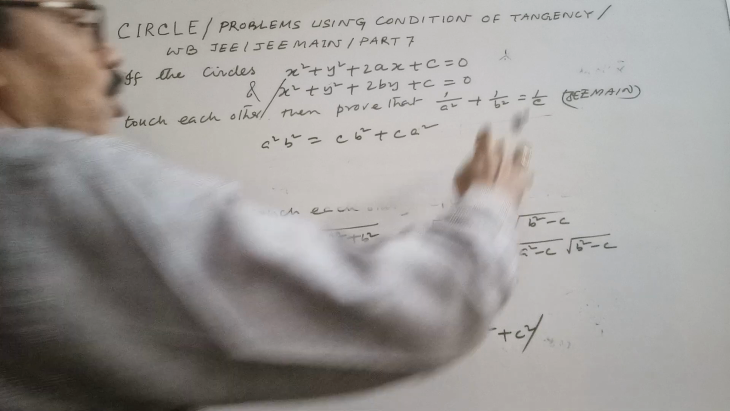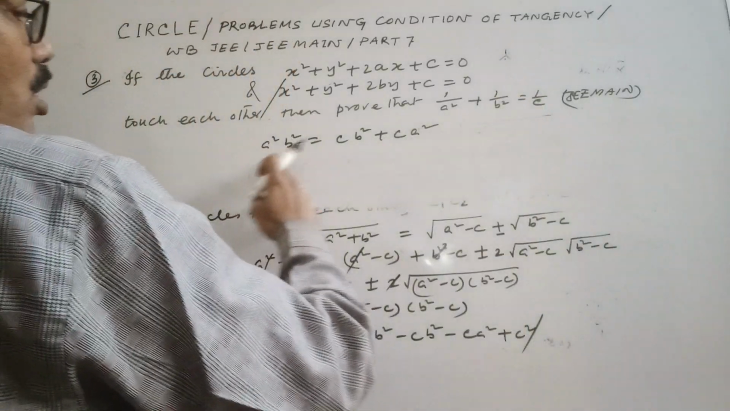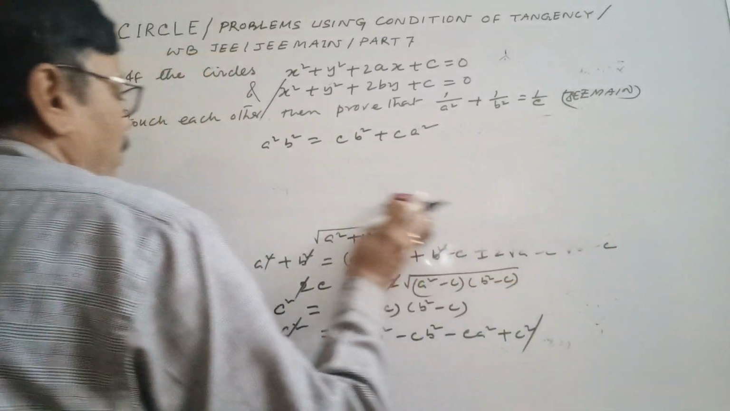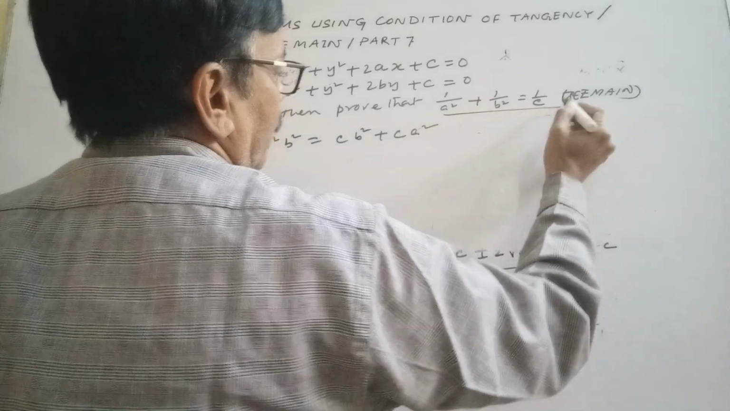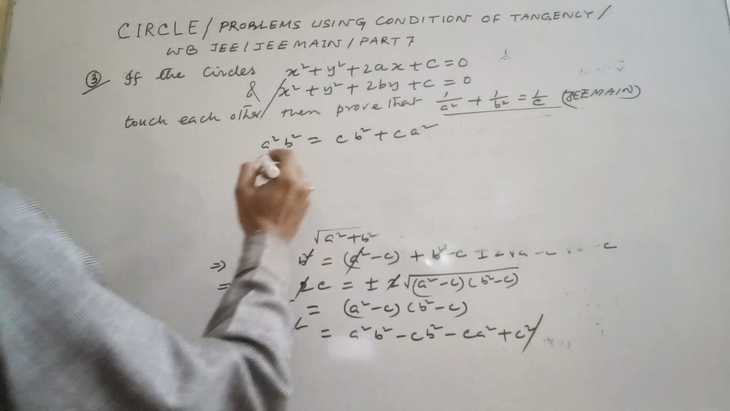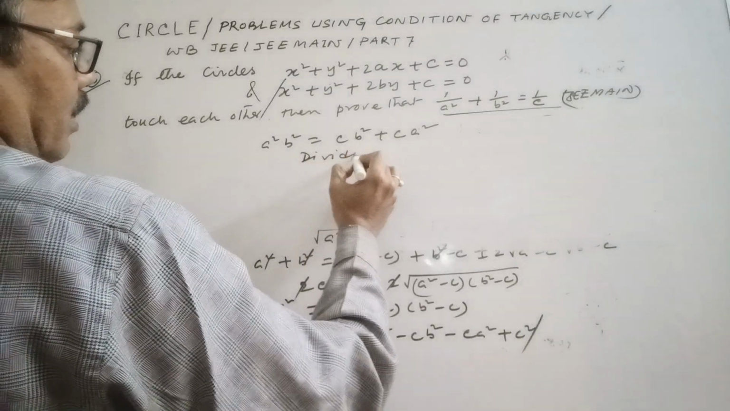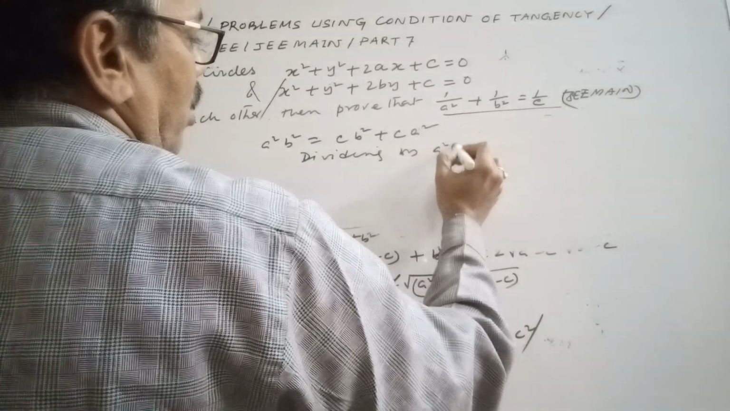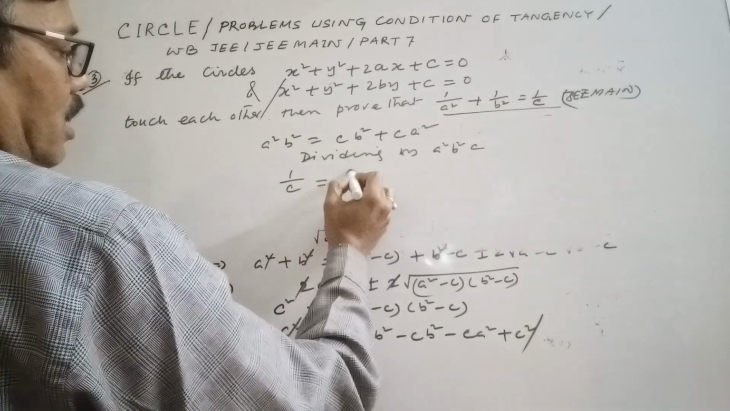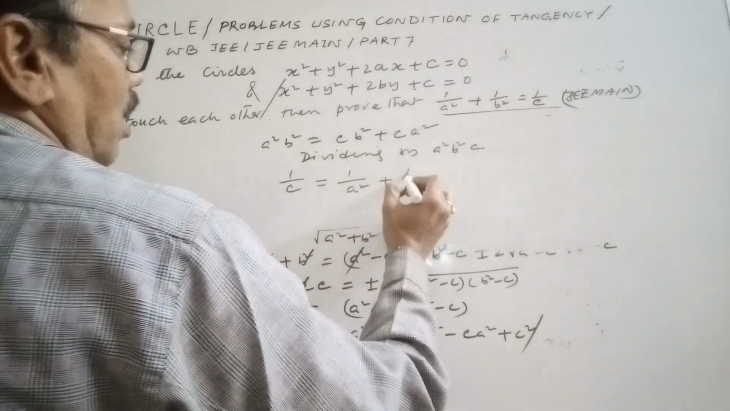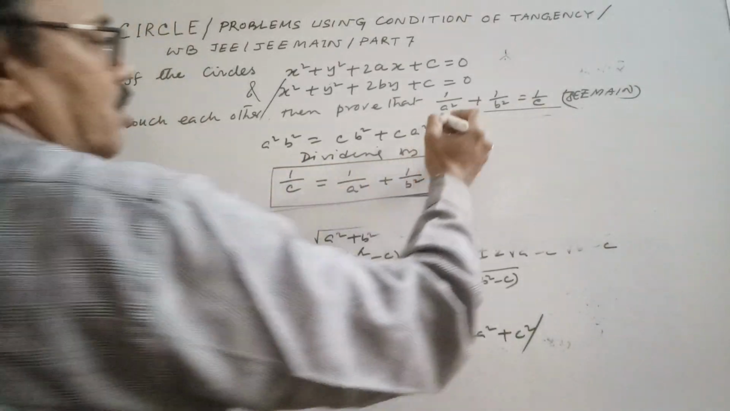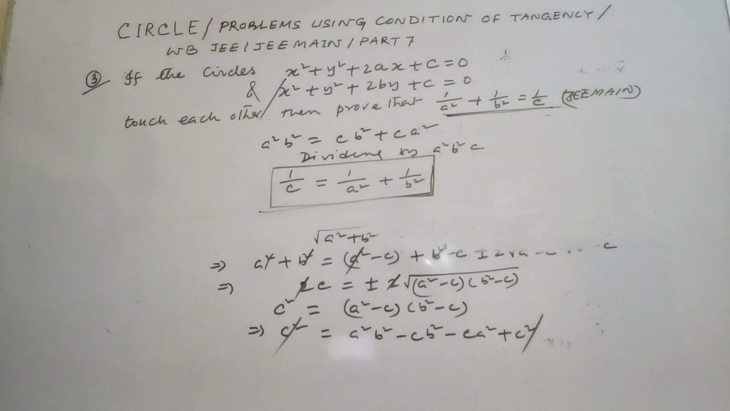Now look at the form of the proof. This is not in this form. So to get this form, divide throughout by a square b square into c. So a square b square cancel. 1 by c equals 1 by a square plus 1 by b square. So this is the required condition.